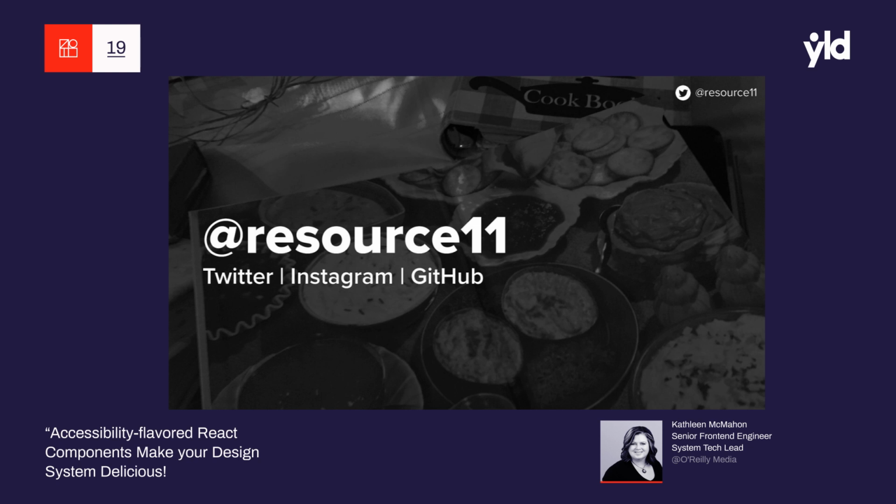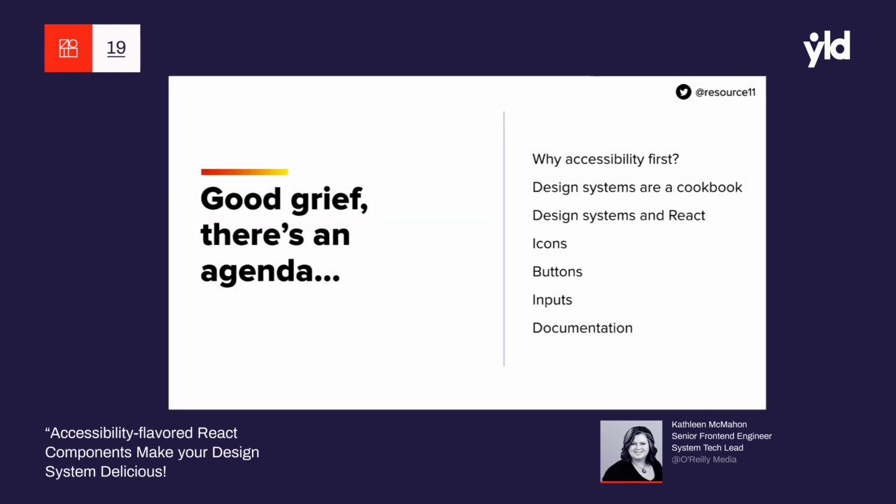Now, here's an outline of what we're going to be talking about today. So, why accessibility first? Your design systems are a cookbook. Design systems and React. We'll talk about some patterns for icons, buttons, inputs, and a little bit of documentation.